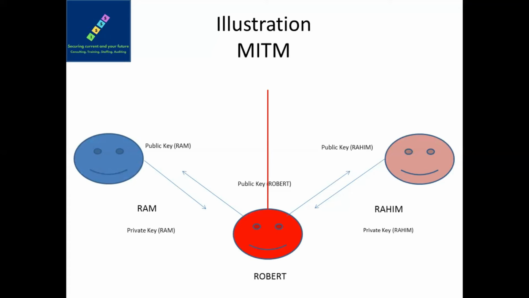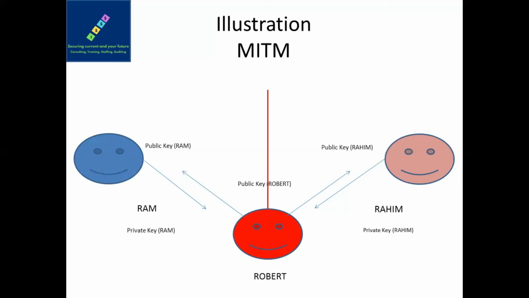Now, Ram does not know the public key he has received is from Robert and not from Rahim. Similarly, Rahim does not know that the public key he has received is from Robert and not from Ram. So Ram assumes the public key is from Rahim, and Rahim assumes the public key is from Ram. So the actual communication between Ram and Rahim is intercepted by Robert.